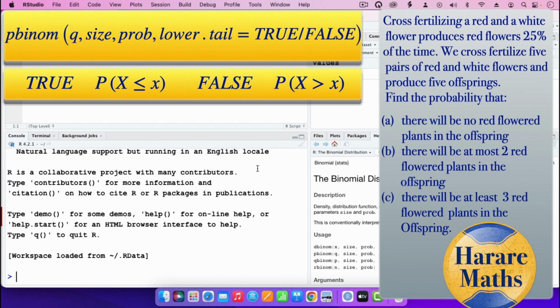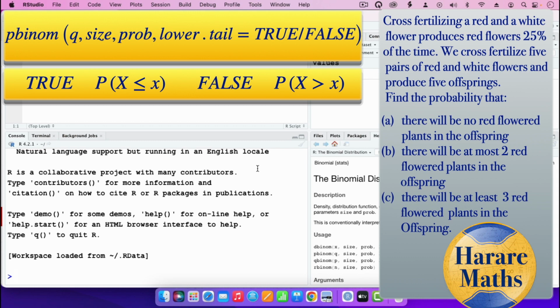For A, we are finding the probability that X equals 0. For B, we are finding the probability that X is less than or equal to 2. And for C, we are finding the probability that X is greater than or equal to 3. For the first one, we are looking at the probability that X equals 0. When you are looking at the lower tail, it will be X less than or equal to 0, because that just gives us X equals 0.